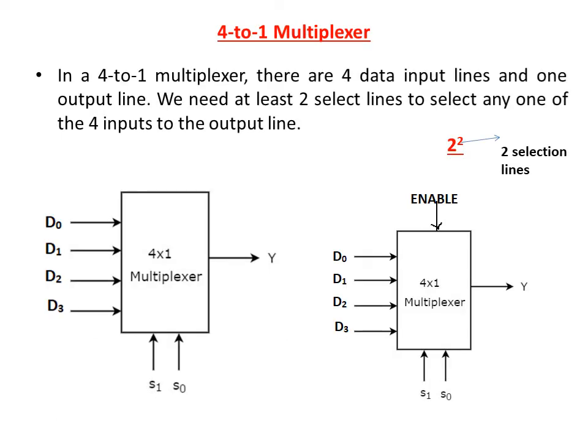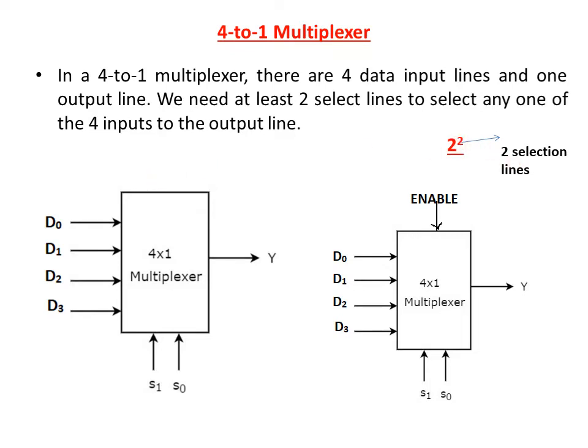Four to one multiplexer. In a 4 to 1 multiplexer, there are 4 data input lines and 1 output line. So we need at least 2 selection lines to select any one of the 4 inputs to the output line. That means the data inputs are 2 power 2. And so 2 selection lines we needed.